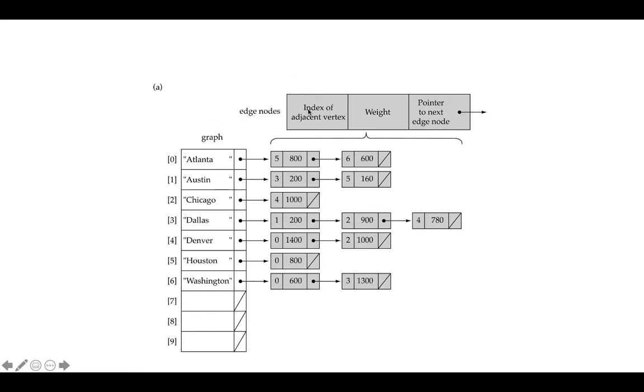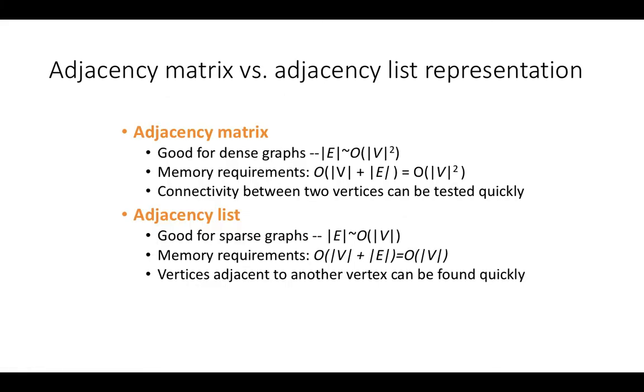So this is called the adjacency lists. So we have two ways to represent the graph. The first one is the adjacency matrix. This is good if we have a dense graph. Dense graph means a graph with a lot of edges. And the memory requirement for this graph is big O of V squared, because we will have a matrix of number of vertices multiplied by number of vertices.